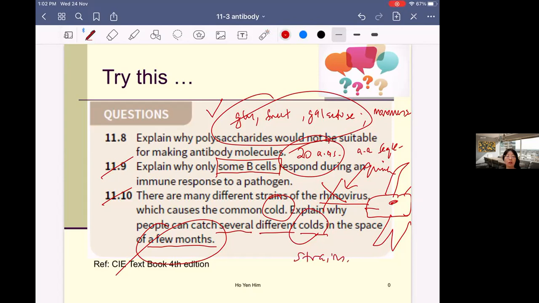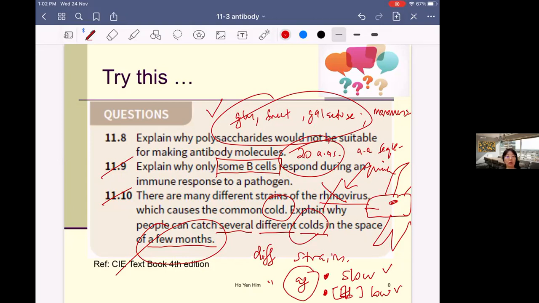So a different strain has a different antigen, so it will activate a different antibody to be produced. Your body has not been exposed to the antigen before, so the immune response will be slower because it has never been seen before. The antibody concentration produced will be low. So the first time your body is exposed to the antigen, the immune response will be slower and the concentration of antibody produced will be lower as well.